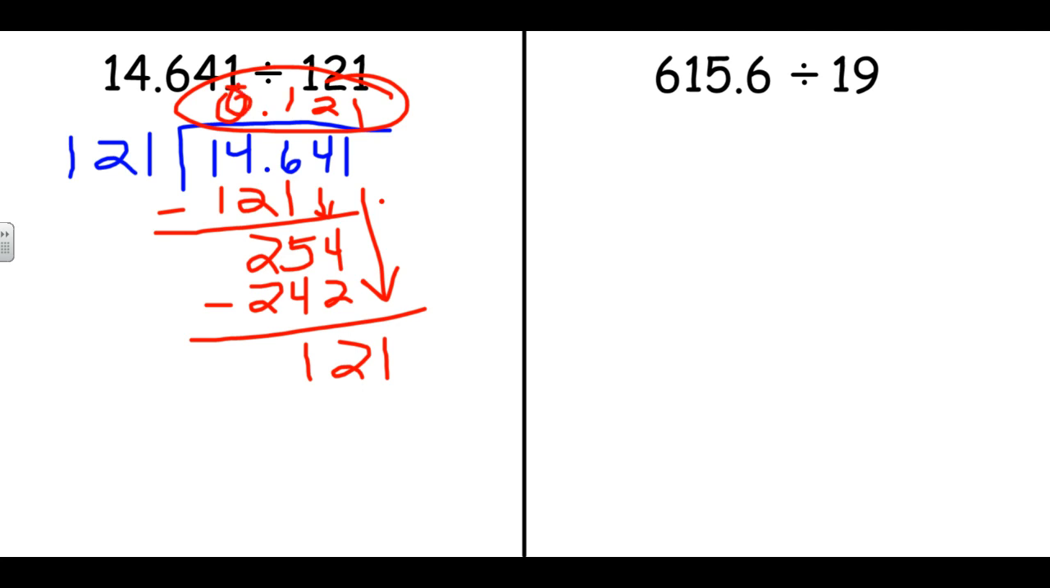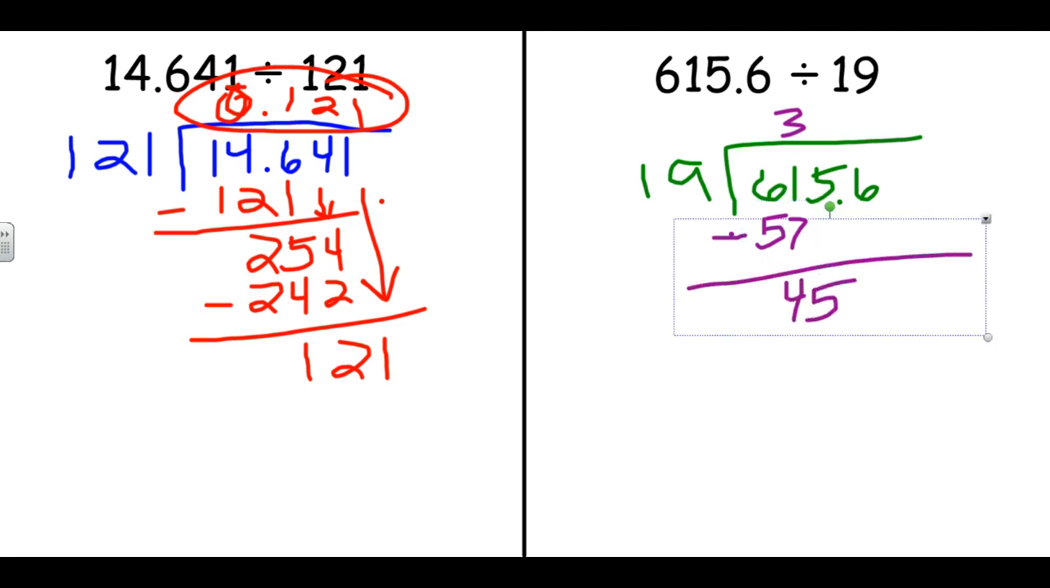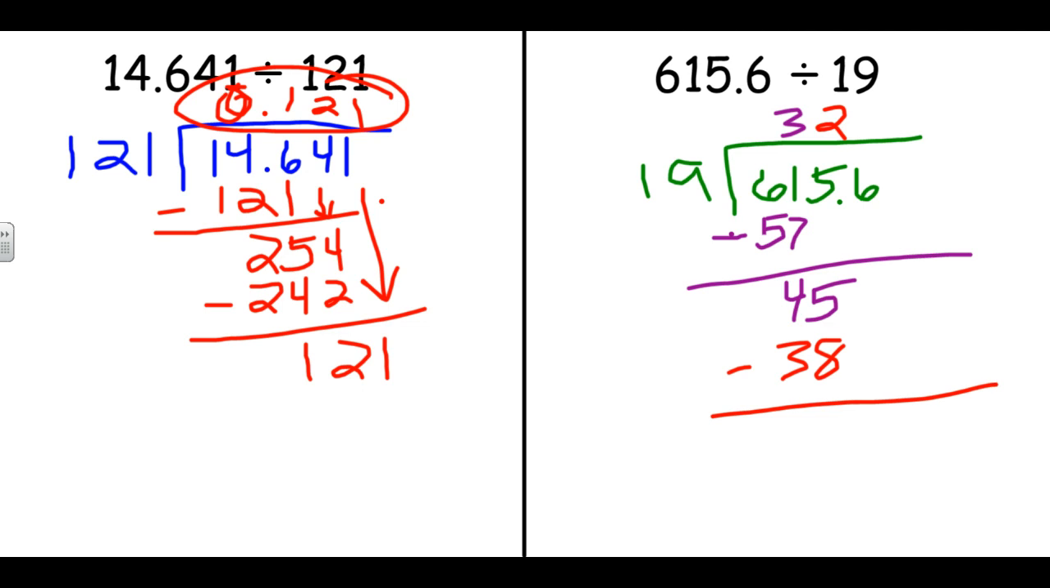Now for 615.6 divided by 19. 19 goes into 61 3 times, as 19 times 3 is 57. Subtract that out. Make that for 5. 19 goes into 45 twice, because 19 times 2 is 38. And now when we subtract this out, we have to borrow, so this becomes 76. And 19 times 4 is actually 76.